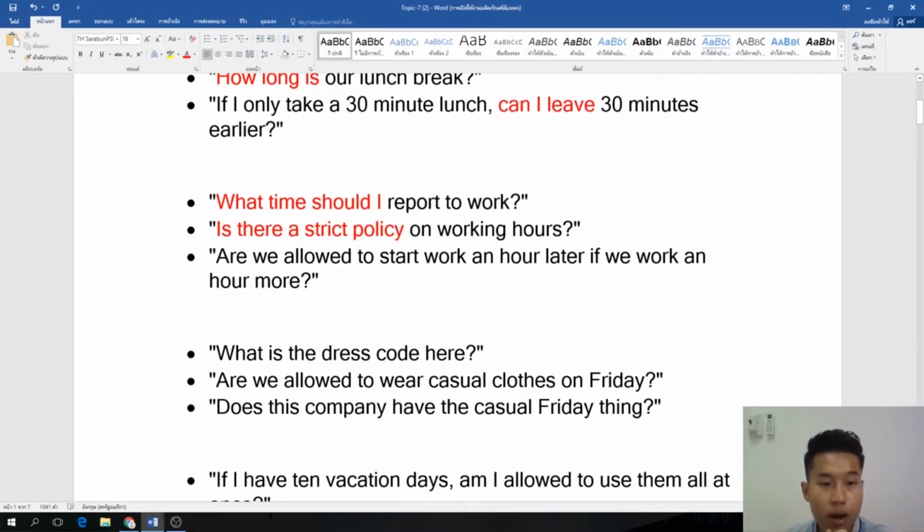And then here, are we allowed to start? Is there a strict policy on? Here is how different. That's what I tell you. I want you to focus on this thing. I don't want you to focus on the whole sentence because all the time we have a different situation. But if you can remember all of these phrases, it makes you more confident when asking the question with other people. Okay, are we allowed to?